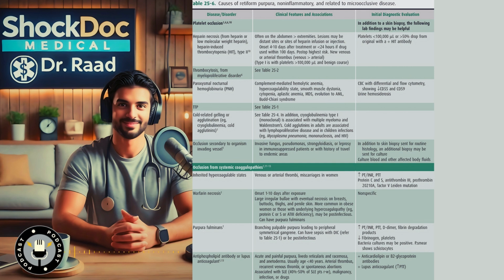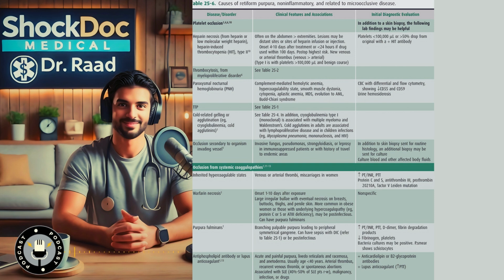Thrombocytosis from myeloproliferative disorders. In cases like myelofibrosis, you might see massive splenomegaly, fatigue, weight loss, and fever. A peripheral smear might reveal leukoerythroblastic changes, and a bone marrow biopsy could show a dry tap with severe fibrosis. Paroxysmal nocturnal hemoglobinuria, PNH. This condition leads to complement-mediated hemolytic anemia, a hypercoagulable state, smooth muscle dystonia, cytopenias, and sometimes progression to acute myeloid leukemia or Budd-Chiari syndrome. Diagnosis is confirmed via flow cytometry showing decreased CD55 and CD59, along with evidence of urine hemosiderosis.